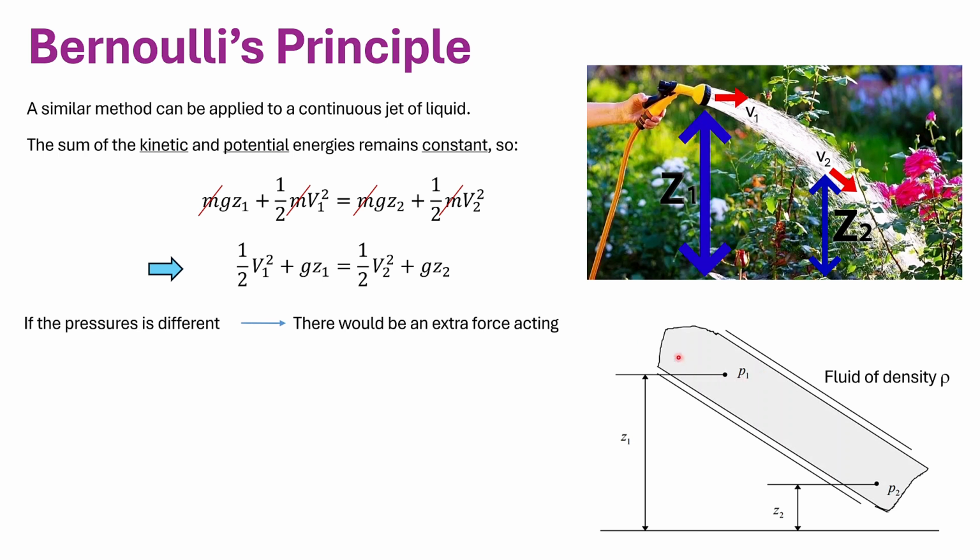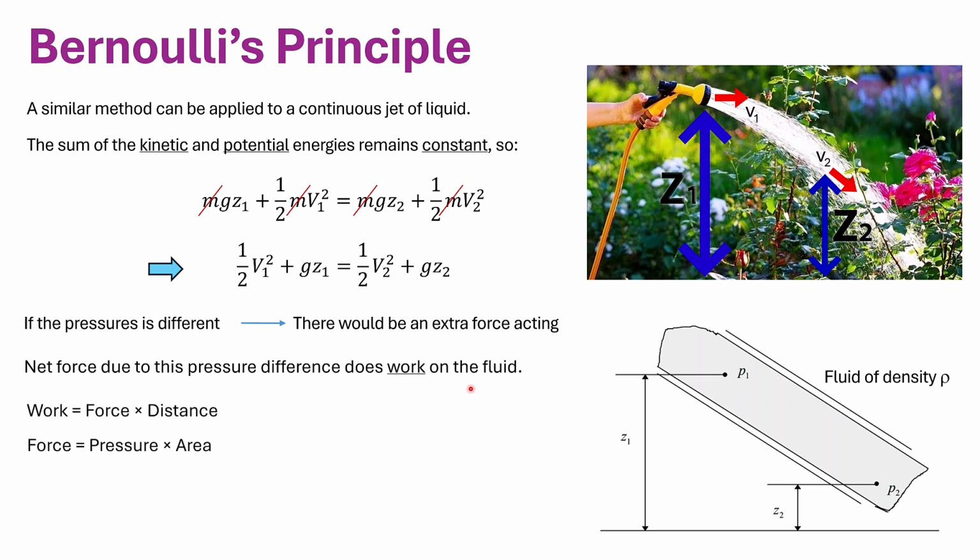But in the situation where we have a pipe and there is flow inside the pipe, the pressure is also different from point to point. So if the pressure is different, such as in this angled pipe that has a fluid of density rho inside, there would be an extra force acting due to this pressure difference. Therefore, the net force due to this pressure difference does work on the fluid.